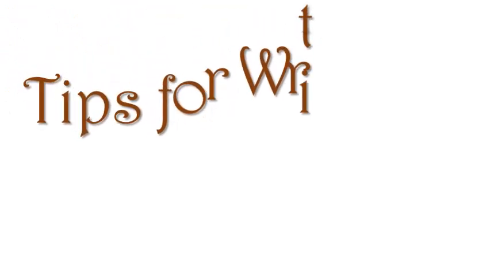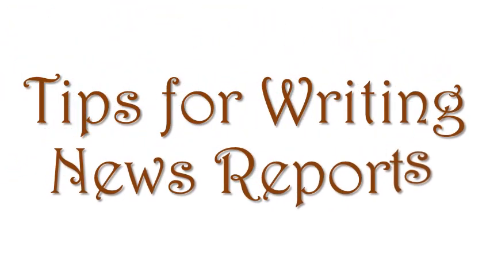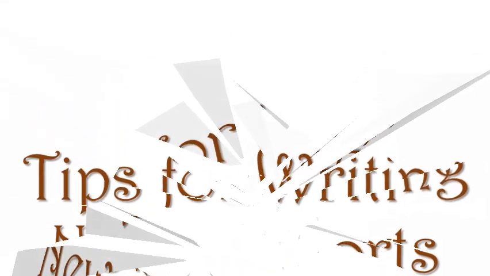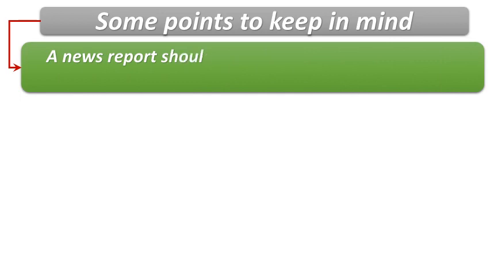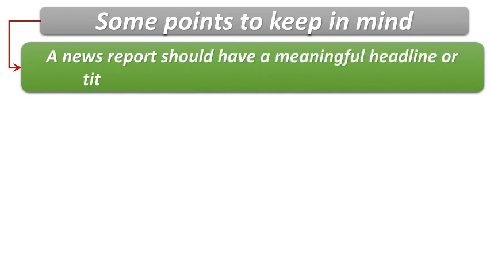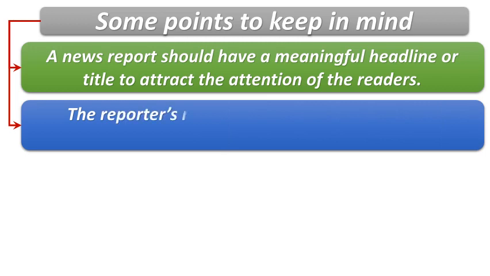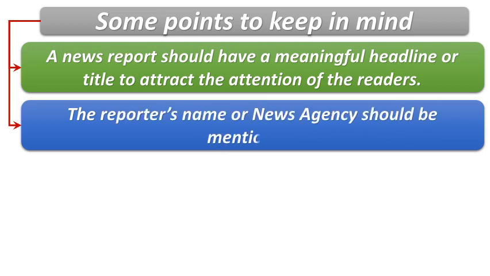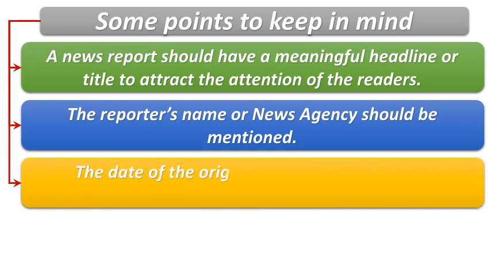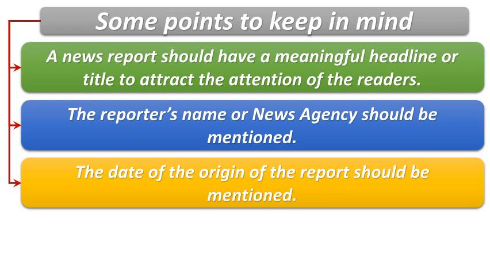Students, there are certain points or tips which you have to keep in your mind while writing news reports. So now let's see what these points are. Number 1, a news report should have a meaningful headline or title to attract the attention of the readers. Number 2, the news reporter's name or news agency should be mentioned below the headline. Number 3, the date of the origin of the report should be mentioned. It means when the incident took place, that particular date you have to mention in the body of the report.